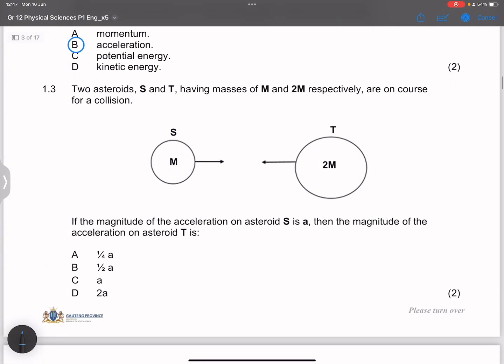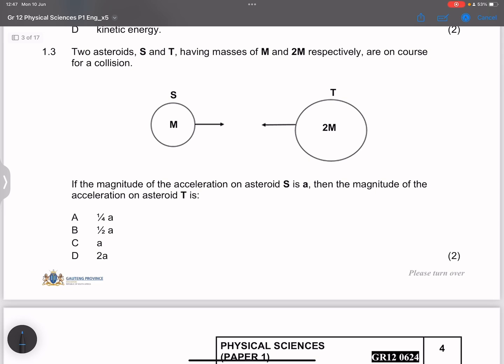Question 1.3: two asteroids S and T having masses m and 2m respectively are on course for a collision. If the magnitude of the acceleration of asteroid S is A, meaning if we look at asteroid S, F is equal to m times A, so that would be the acceleration, which is A.